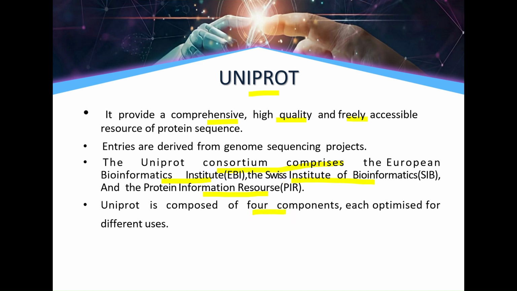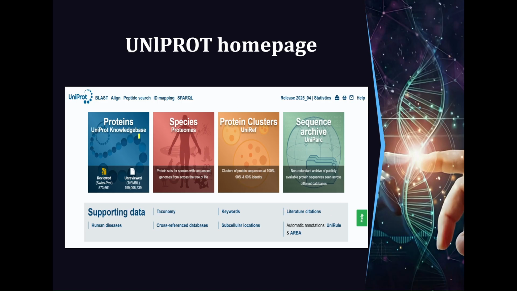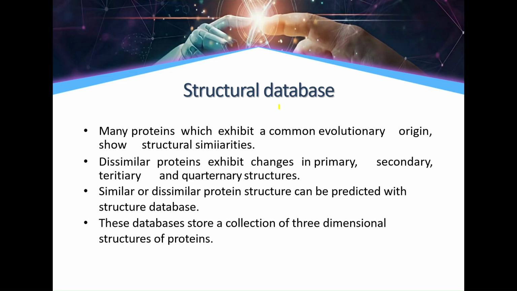This is composed of 4 components, and all of them are for different uses. This is the homepage where you can see the 4 components: proteins, species, protein clusters, and sequence archive. This is a very comprehensive and high quality database, and very widely used by researchers and innovators for protein analysis and interpretation. Then comes the structural database, Protein Data Bank.